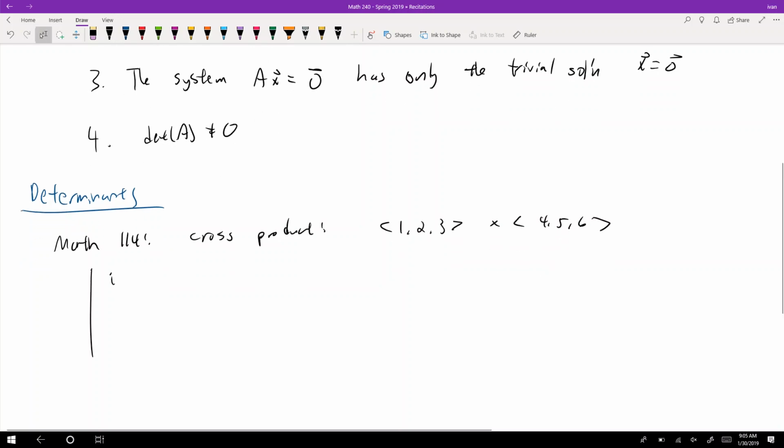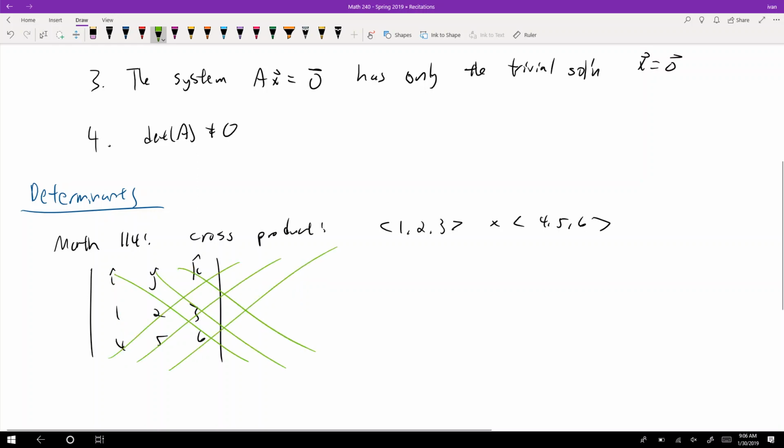What do you get? Well, you did i hat, j hat, k hat, 1, 2, 3, 4, 5, 6, and you took the determinant of this matrix in a few ways. One way that you did was you crossed out the first row, first column, and then you took the determinant of that, multiplied by i, and then you crossed out the second row, second column, first row, second column. And another method you did was like you did this thing. Do those look or sound familiar at all?